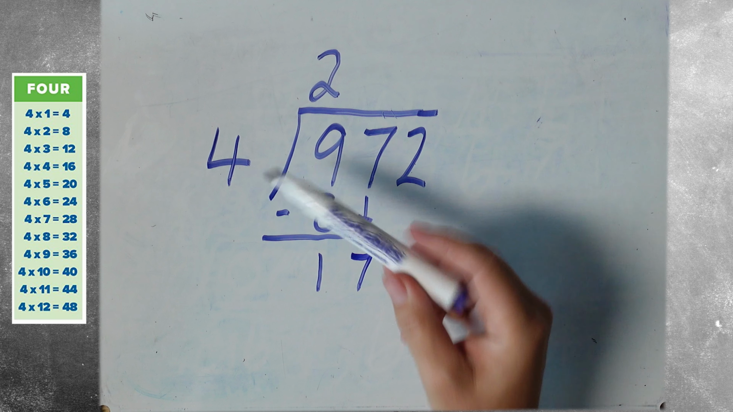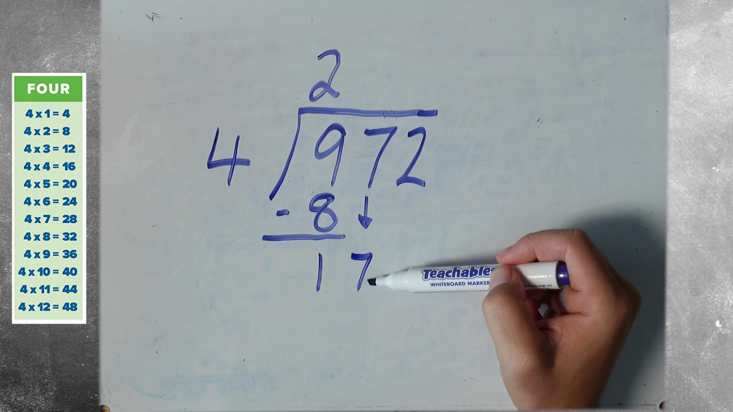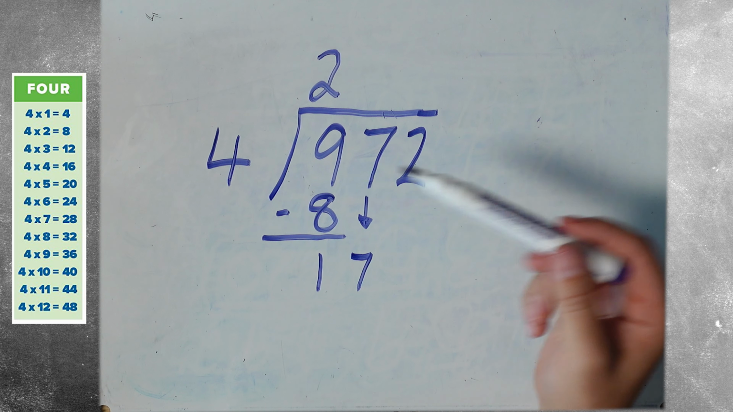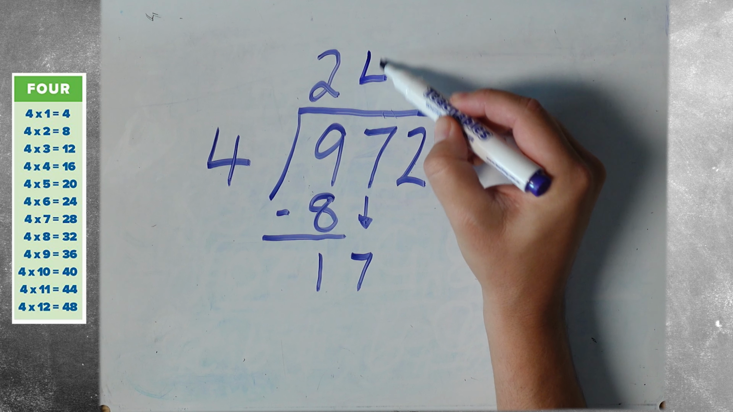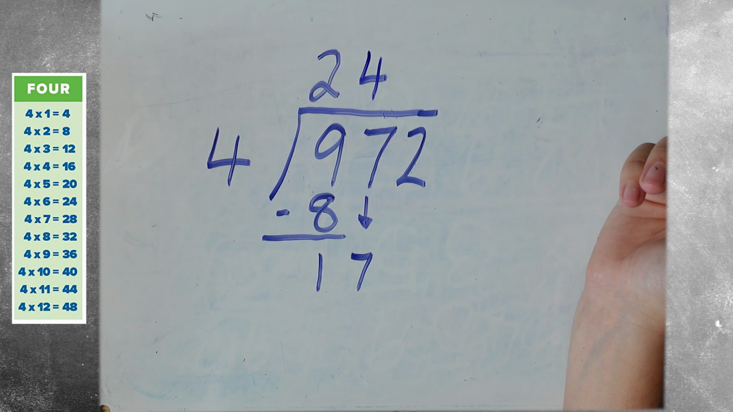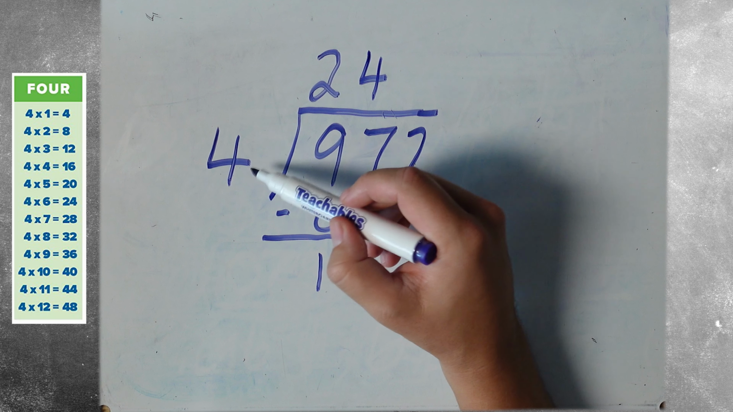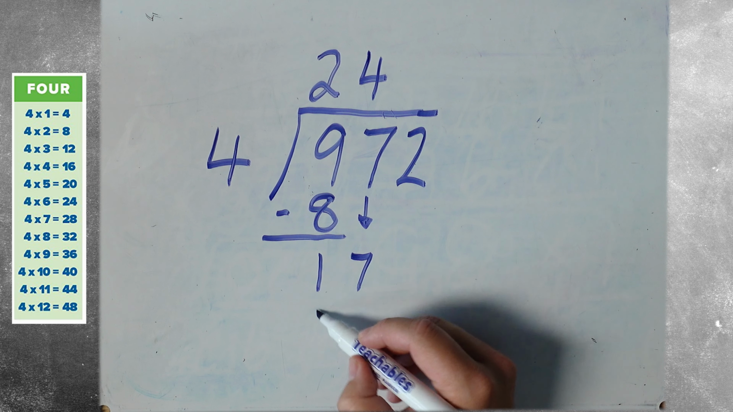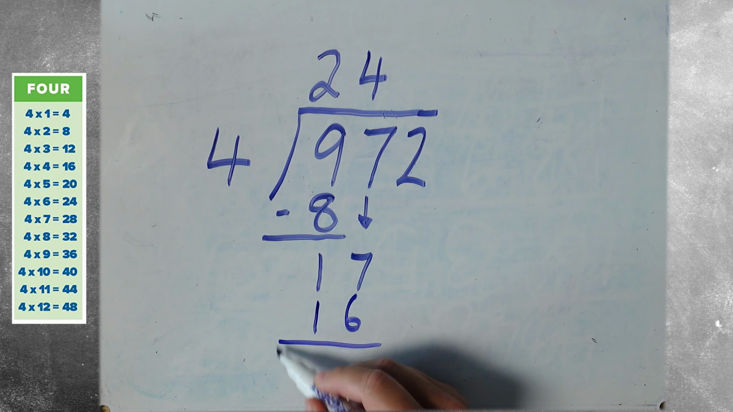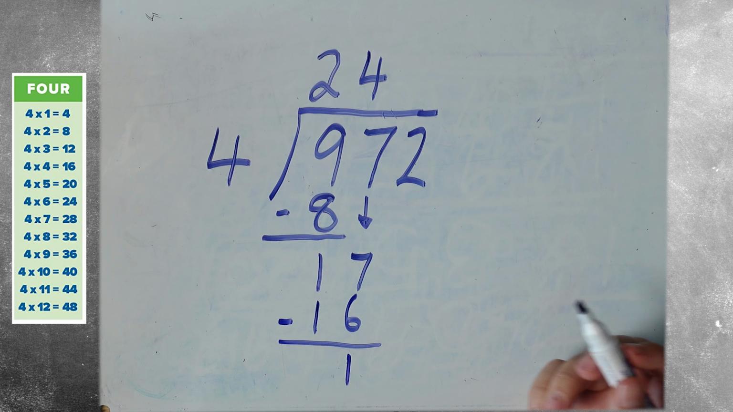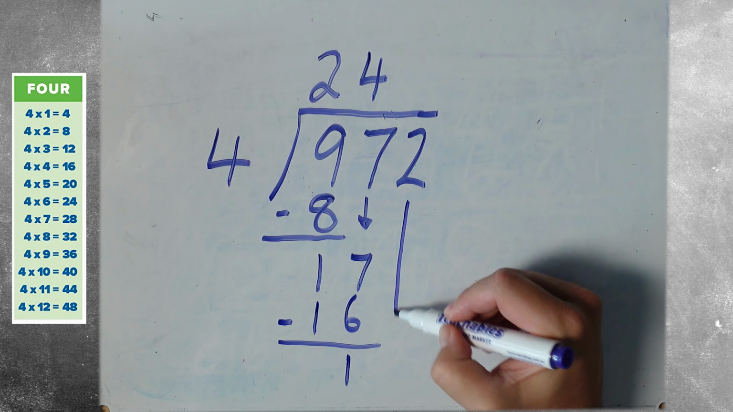Now we're going to go, how many 4's fit into 17? Well, 4 times 4 is 16, but there's going to be some remainders again. So let's check the remainders. 4 times 4 is 16. There's 1 remainder. So now we're going to bring that 2 down.